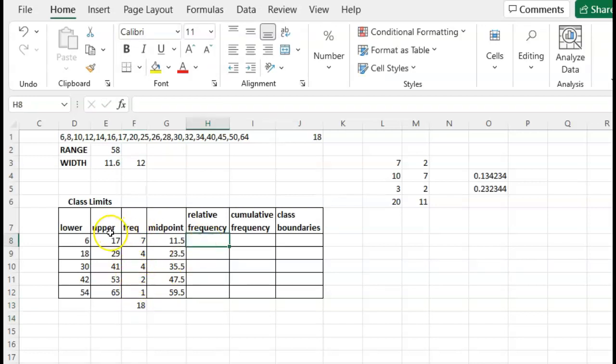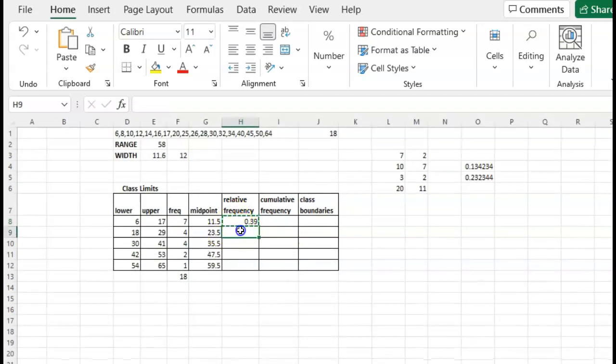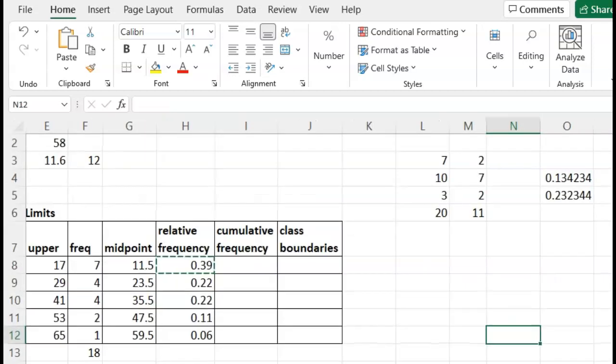My relative frequency is my frequency divided by the total. So my relative frequency is equal to this divided by 18. And once I've done that, I can copy that all the way down. Whoopsie daisy, sorry. Okay. Let me adjust that.